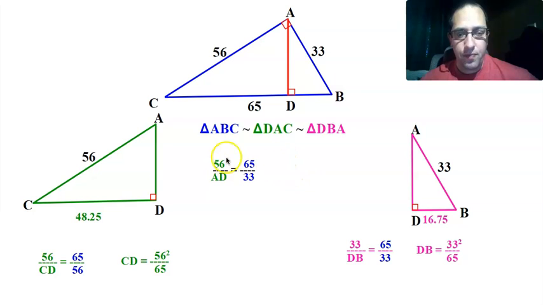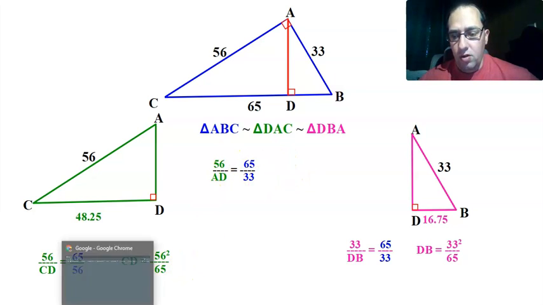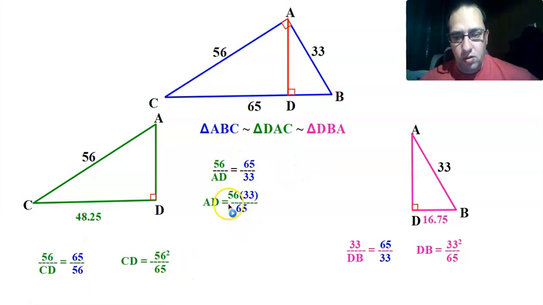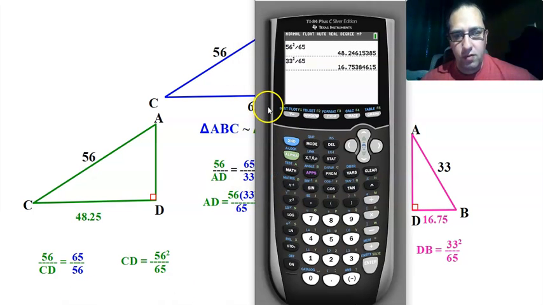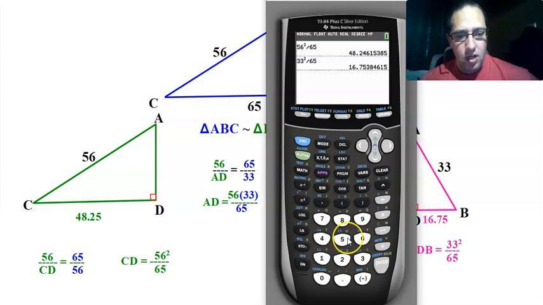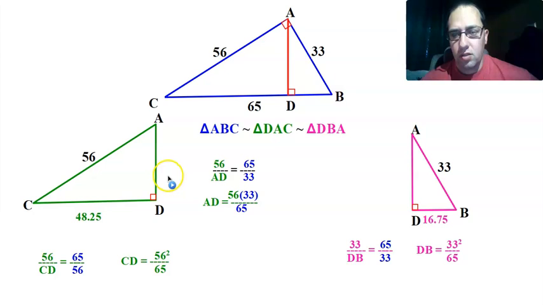So there it is, 33. And we do our cross products here. Pull up my calculator, move that over a little bit so I can see what I'm doing. And I have 56 times 33 divided by 65. And we get 28.43076 on and on it goes. Okay, so there it is, approximately 28.43.